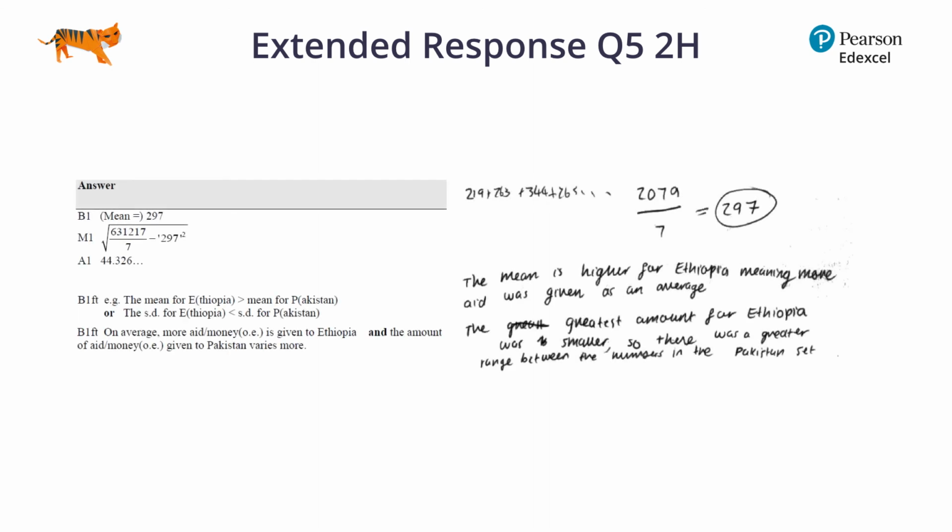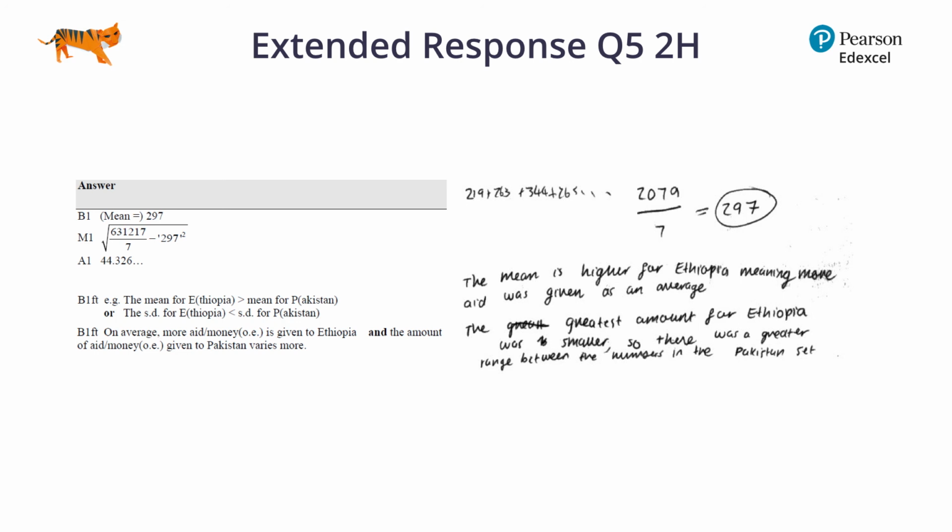This final response that we will see today was awarded only 2 marks. We can see that they have a correct value for the mean and were awarded the first mark. They then go on to compare the mean for the 2 countries and have been awarded the second B mark. They have made no attempt to calculate the standard deviation, so can't be awarded any more marks.